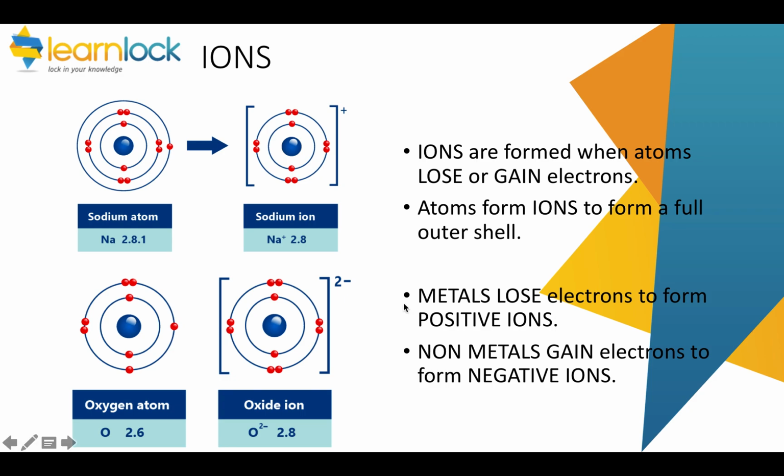Look at the example here. Here's sodium 2,8,1. That's a sodium atom. When the sodium atom loses one electron, it becomes a sodium ion, and it has a positive charge because it's lost one electron. If you look at oxygen, oxygen is 2,6, so it needs to gain 2 electrons to become full. Because it's gained 2, it's 2 negative. That's an oxide ion.